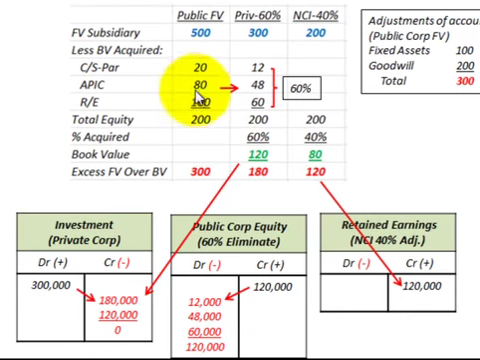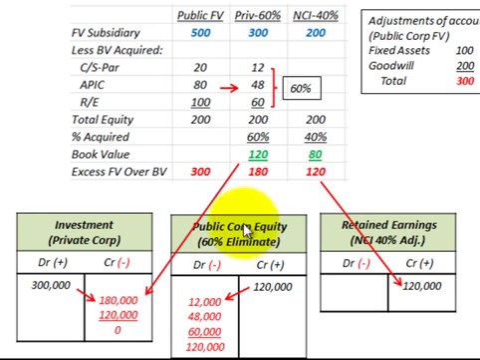Now looking at our other adjustments that we'd have to make here, our investment here in the private corporation of $300,000 would have to be eliminated here. First, the excess of the fair value over the book value here of $180,000 would have to be eliminated, and then the 60% interest here in the equity of $120,000 would also have to be eliminated. So our investment here in the private corporation would be zeroed out.